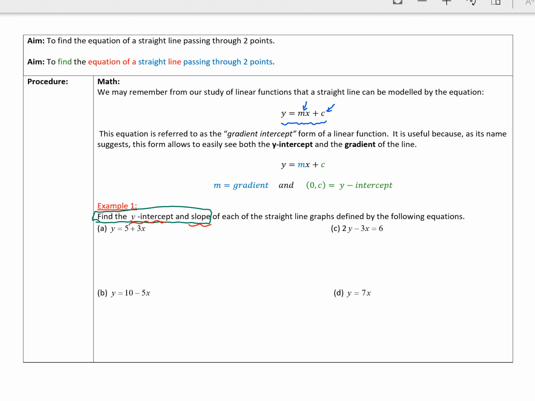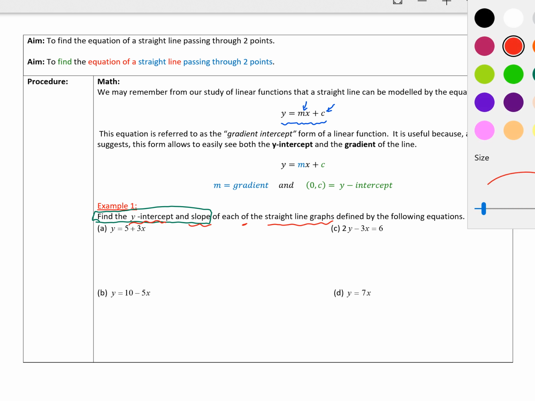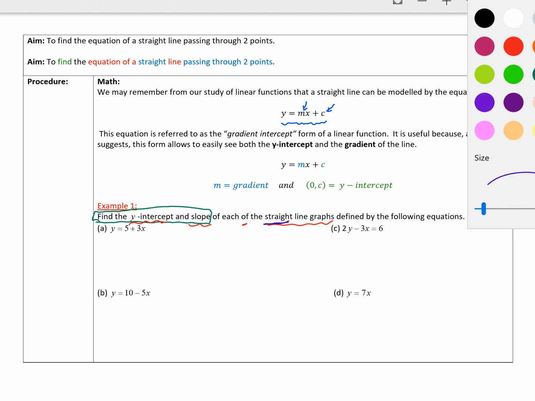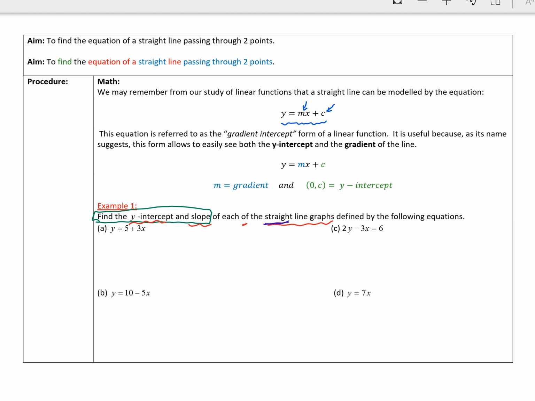Now, we're talking about what are the y-intercept and slope of what? Well, it's of the straight line graphs, and it's handy that we know they're straight, and we know that we're referring to the following equations. So there's a straight line, which means it's going to follow y equals mx plus c, and it's the equations down here. So let's look at y equals 5 plus 3x.